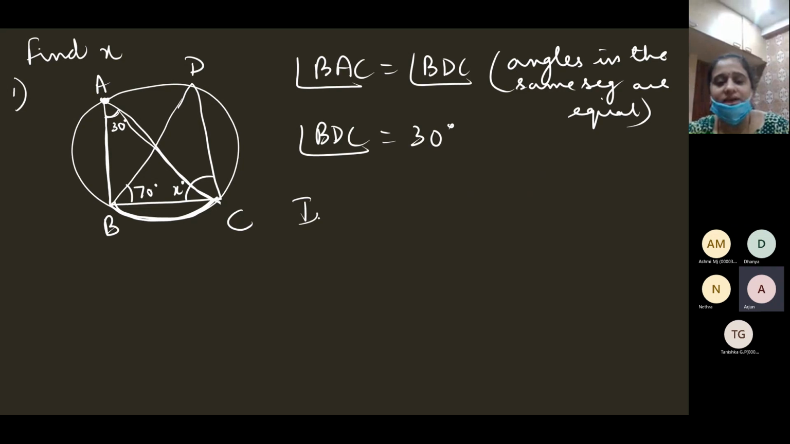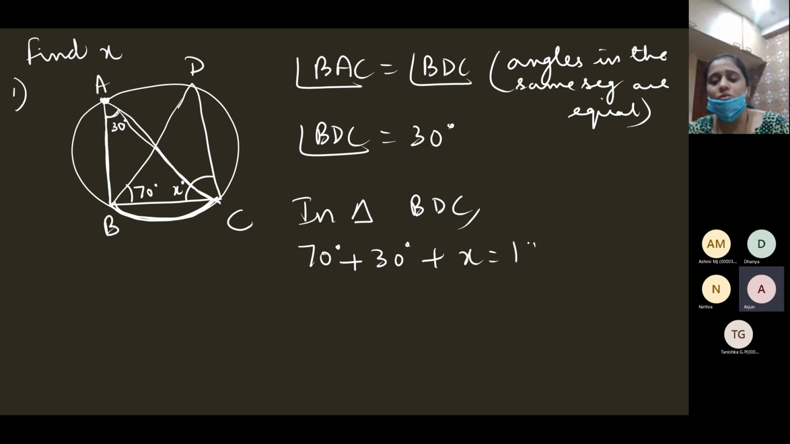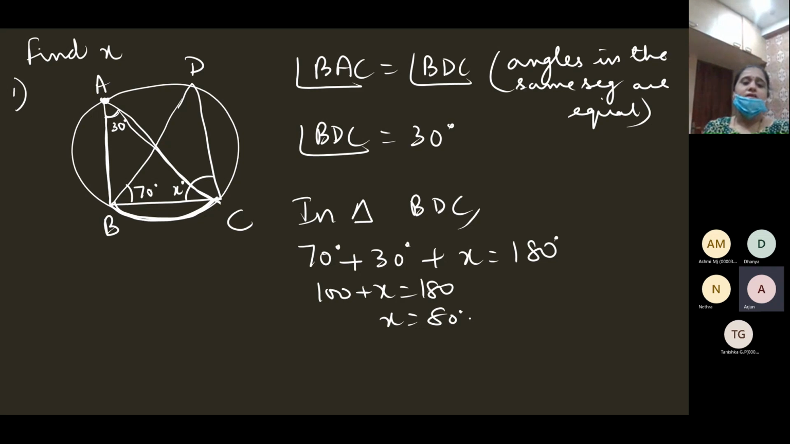Now take up the triangle. In triangle BDC, the sum of the three angles is 180 degrees. One angle is 70 degrees. There's another angle here, which is 30, which we just found. And X is the third angle. So 100 plus X is equal to 180. X is equal to 80 degrees. In triangle BDC, use the angle sum property and find X, which is 80 degrees. Wasn't that simple, children? Understood? All of you? Got it? Yes, ma'am.